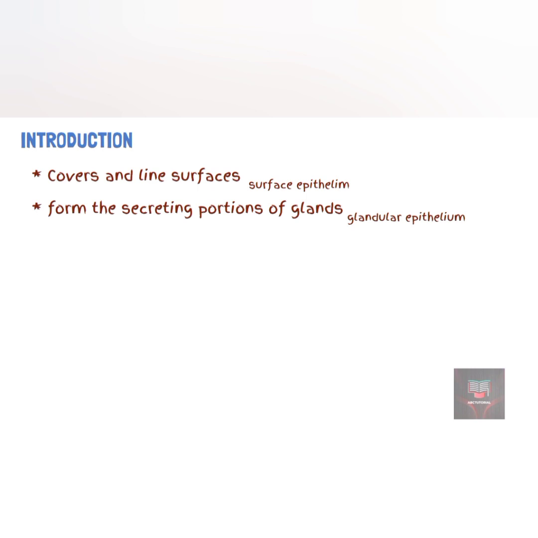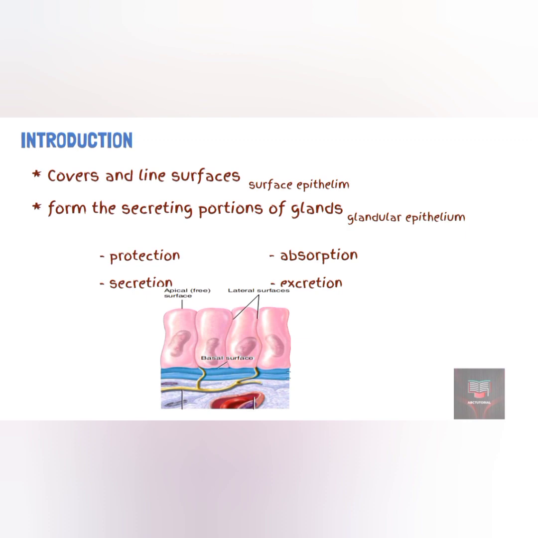Functionally, epithelial tissue protects body structures, secretes mucus, hormones and enzymes. It absorbs substances, such as absorption of nutrients in the gastrointestinal tract, and it excretes waste, such as in the urinary tract. Epithelial cells are generally made up of the apical surface, the lateral surface and the basal surface.